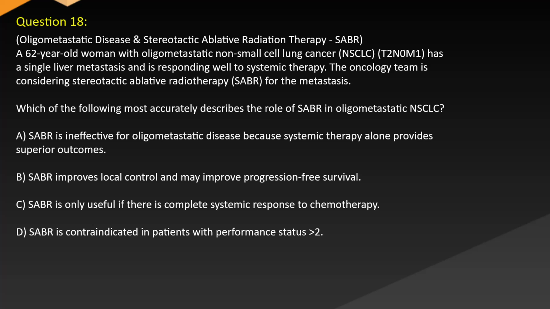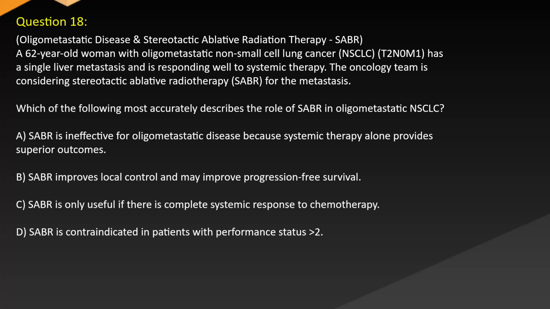Question 18. Oligometastatic disease and stereotactic ablative radiation therapy. A 62-year-old woman with oligometastatic non-small cell lung cancer (NSCLC) has a single liver metastasis and is responding well to systemic therapy. The oncology team is considering stereotactic ablative radiotherapy (SABR) for the metastasis. Which of the following most accurately describes the role of SABR in oligometastatic NSCLC?